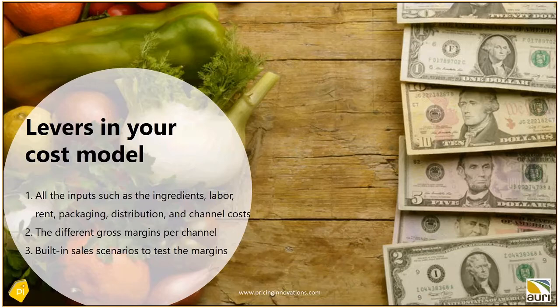First of all, the inputs matter, and we're not just talking about the ingredients. Ingredients, labor, rent, packaging, distribution, and channel costs are all inputs to your cost equation. Your gross margin requirements per channel are also another lever that you can pull. Your built-in sales scenarios to test these margins are going to be really important for your cost model.